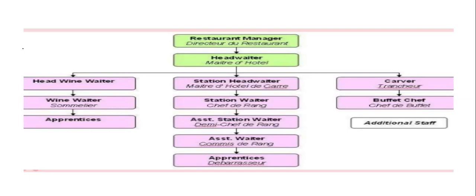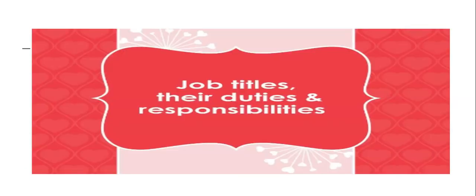And at the center, as you can see from the head waiter, we have the station head waiter, the station waiter, assistant waiter, and the apprentices. Okay, so we will discuss from this chart what are those jobs, responsibilities, and functions of those F&B personnel or food and beverage personnel.